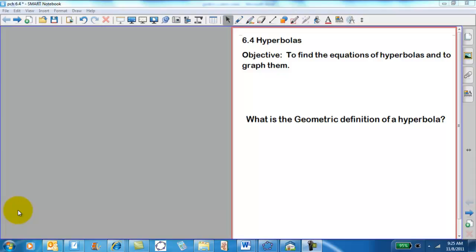Hello, pre-calc honors students. Here we are with 6.4 Hyperbolas. Now, what's the objective? To find the equations of hyperbolas and to graph them.